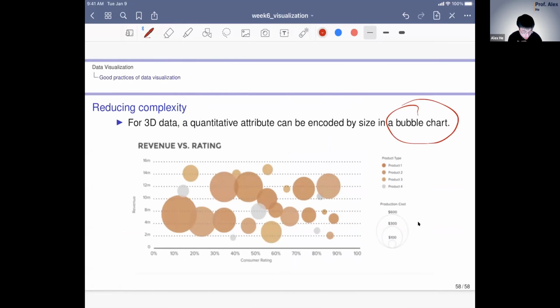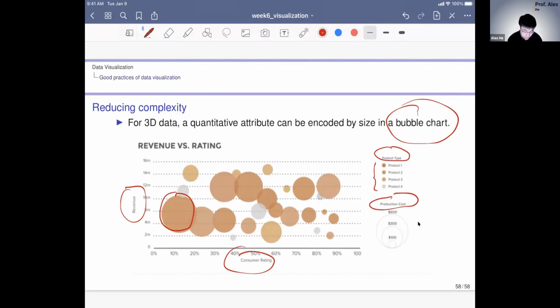All of these are different products. The first dimension is the consumer rating of each product. Second dimension is the revenue of each product. A third dimension is the product type, so there are four categories. And the fourth dimension is the product cost. So if you look at this product, for example, it has pretty low rating and relatively lower revenue, but it has huge cost because the size of the bubble is pretty big. And it's type 1 product.